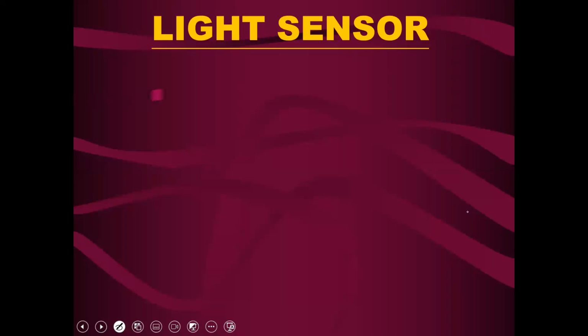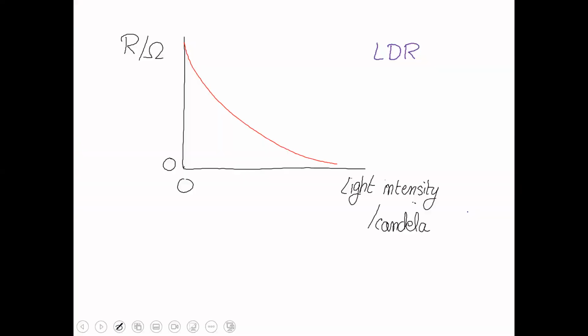Now comes the light sensor. Light sensors always use an LDR. LDR is a light dependent resistor. LDR is considered to be a semiconductor whose resistance decreases as brightness increases.